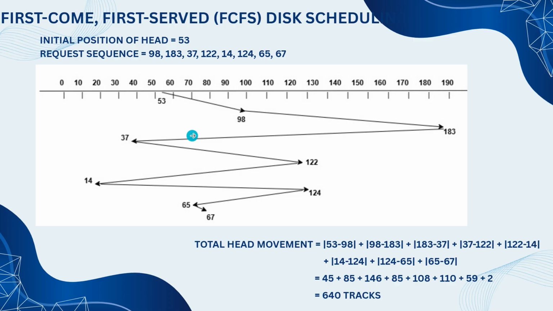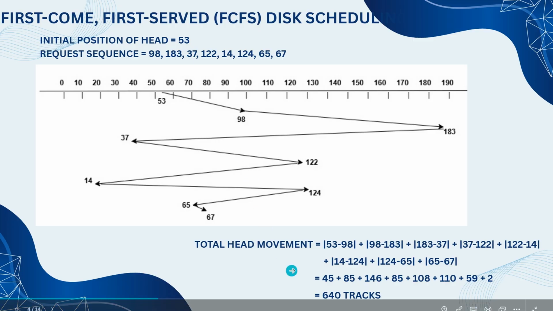This image shows how the disk head moves for the sequence of requests. Here the sequence of requests is 98, 183, 37, 122, 14, 124, 65 and 67. The initial position of the head is 53.